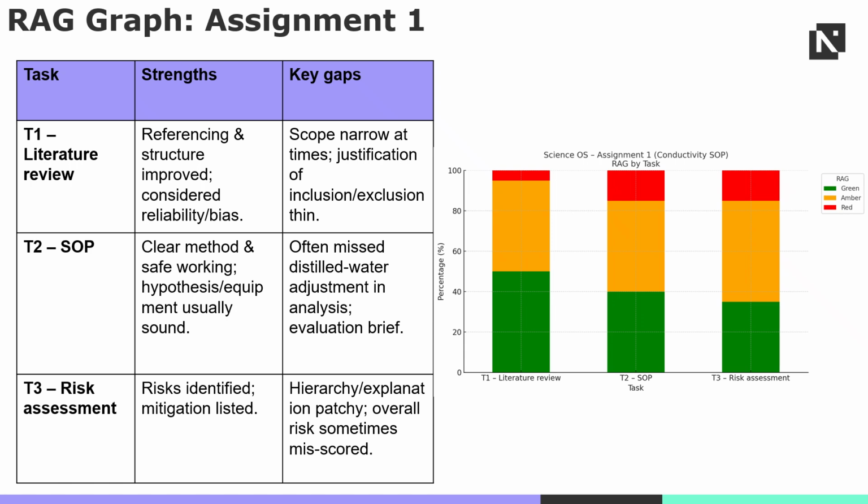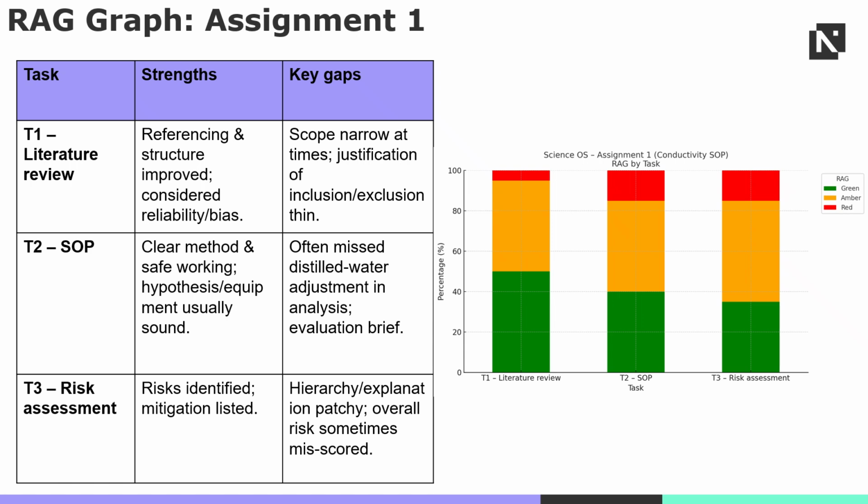For task 2 SOP, most SOPs captured hypothesis, equipment, safe working and a stepwise method. That keeps a lot of responses in green. The common limiter was analysis. Students frequently forgot to adjust river readings by the distilled water mean.